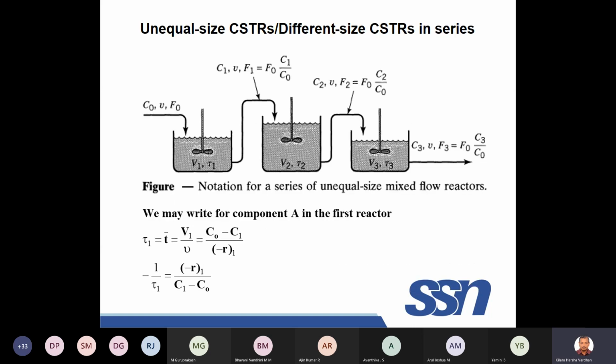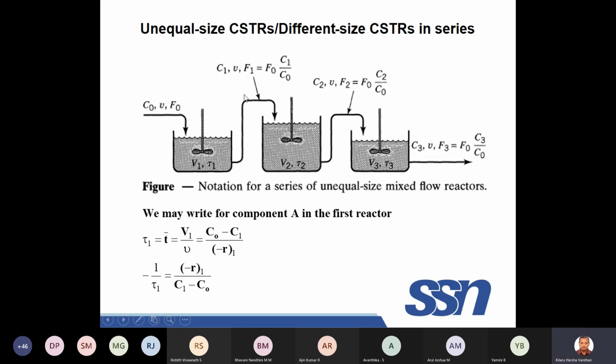Yeah, someone please. Can you repeat the first one, sir? How to find the C1? C1, right? Okay, fine. Now in this curve, you can see C0 is the inlet to this reactor and C1 is the exit of this reactor, which is the inlet to the second reactor, and C2 is the exit of reactor 2 and inlet to the third reactor. So when a lot of reactors are there in series, we know only C0.